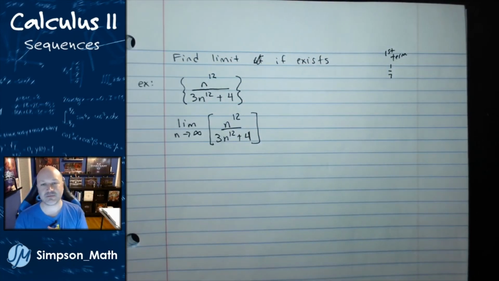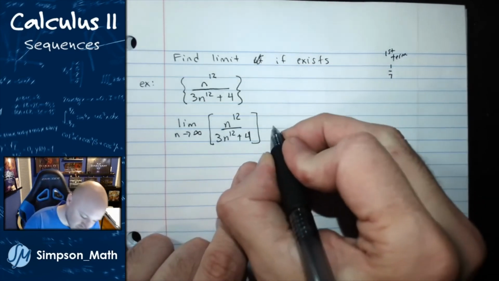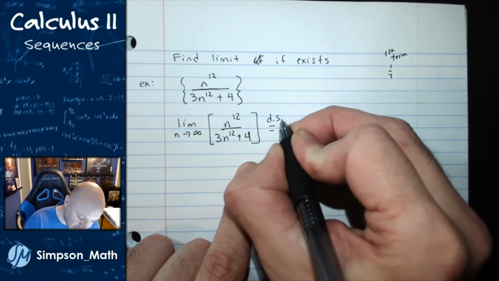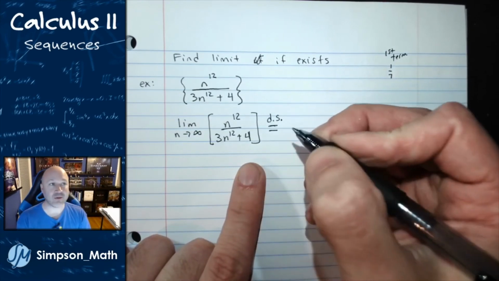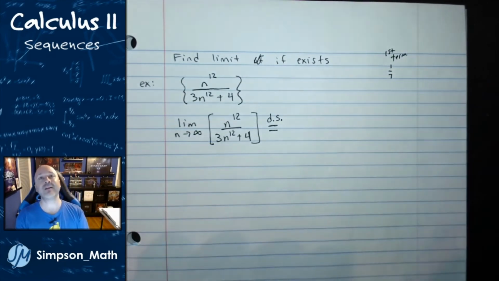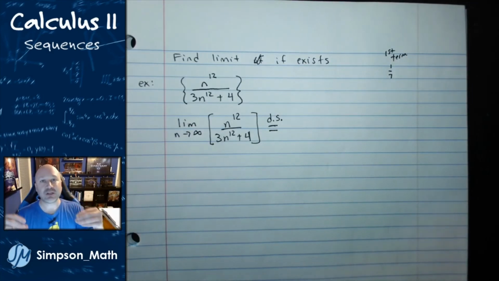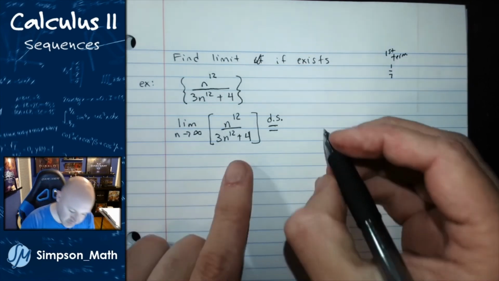How do you find limits? When tasked, I try direct substitution, and I hope and pray that I get a number. If I get a number, like 1 over 6, then I know that this sequence will be approaching 1 over 6, the limit exists, and I'm done. Let's see what happens.